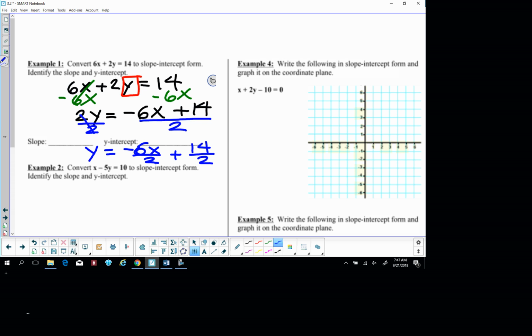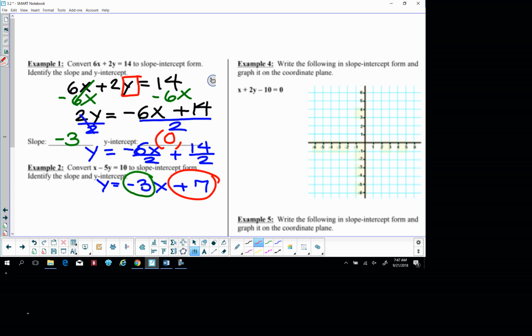Now, what is negative 6 divided by 2? Negative 3. And what's 14 divided by 2? 7. So now I have it in slope-intercept form. And so what is our slope here? Negative 3. Negative 3 is the clingy girlfriend to x. So I know negative 3 is my slope. What's my y-intercept? Positive 7.